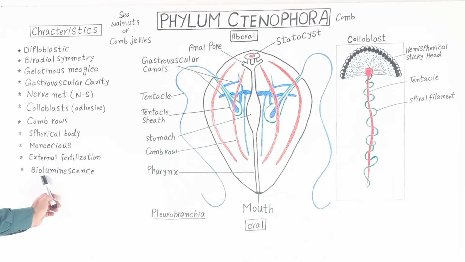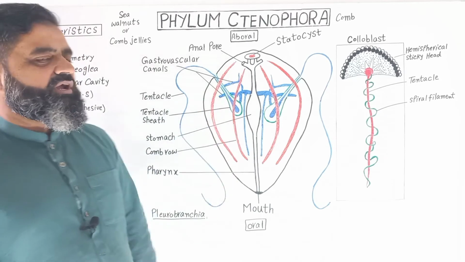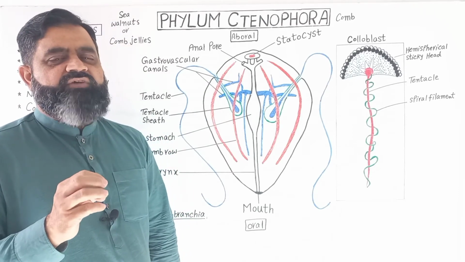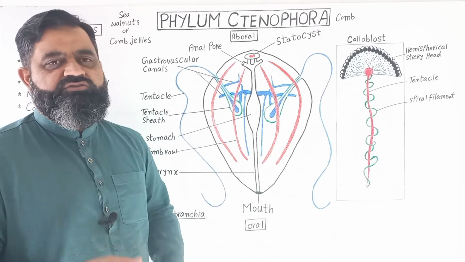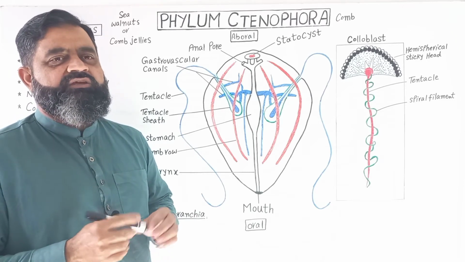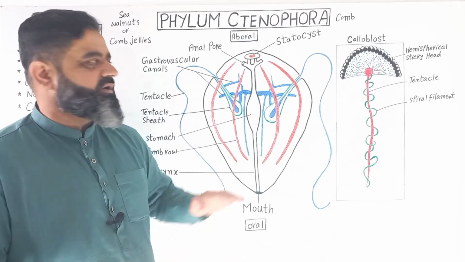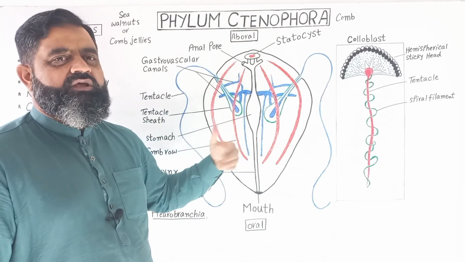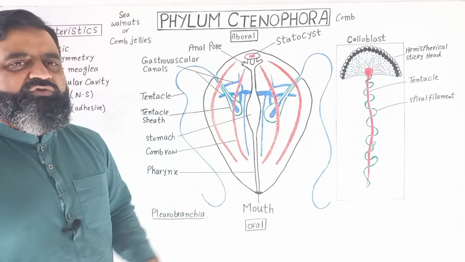And usually these animals are bioluminescent. It means that their gastrovascular cavity contains some cells which are luminescent. They produce a kind of light, or when light falls on these cells they shine. So in the dark, if you put a light in the water where this animal is, these cells shine and give a beautiful view of these animals.